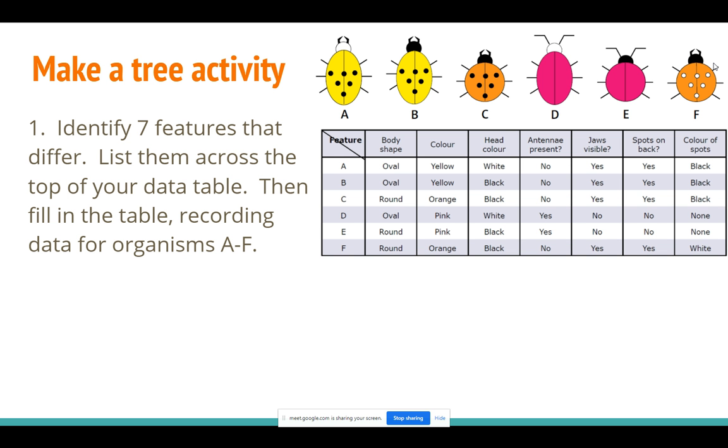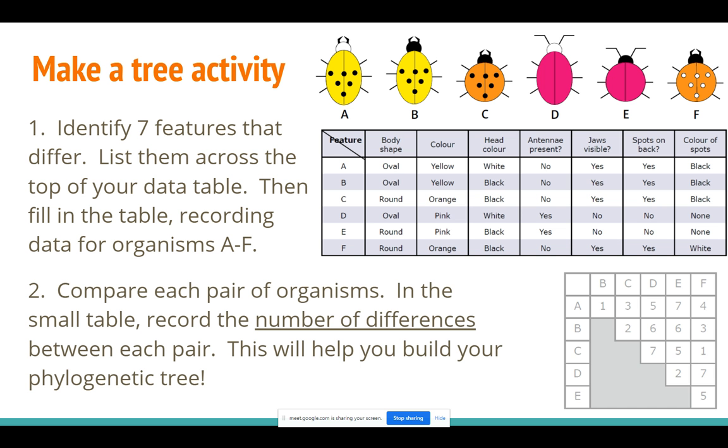Then to start figuring out the relationships between these, one way you can approach this, and this isn't the only way to build a phylogenetic tree, but this is the method that we're going to practice today, is to compare pairs of species and count the differences. So if we compare letter A and B and just go across the row, they're both oval. They're both yellow. They have a different head color, so that's one difference. No antenna, yes jaws, yes spots, and they're both black. So there's just one difference between those two. Then we would compare species A and C and count how many differences there are. That's the data that you see in this chart down at the bottom, okay?